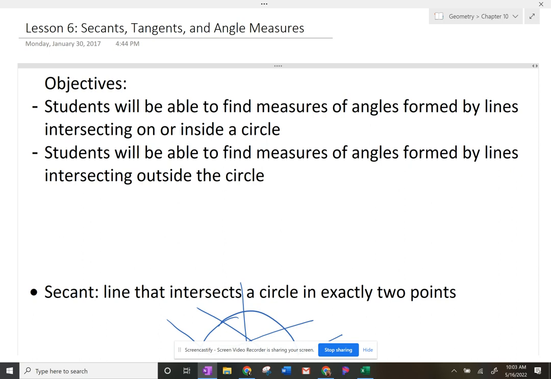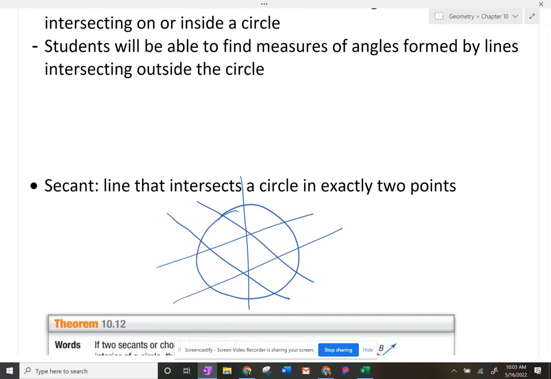Okay, so the new word that we're going to have is going to be a secant. It's going to intersect the circle in exactly 2 points. So prior to this, we had chords that connected 2 sides of a circle but didn't extend past it. Secants are essentially chords that just keep on going. So again, it can be kind of straight through, almost like a diameter, and it's going to keep on going. Doesn't matter where it's at, just as long as it crosses the circle in 2 separate points and it keeps on going.